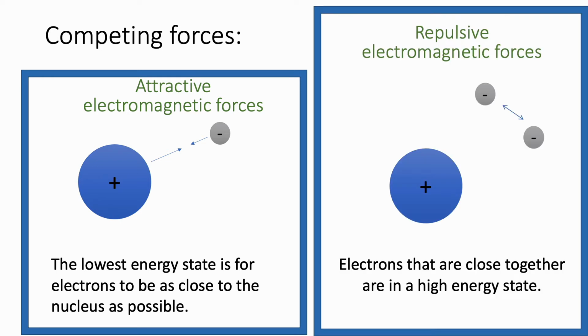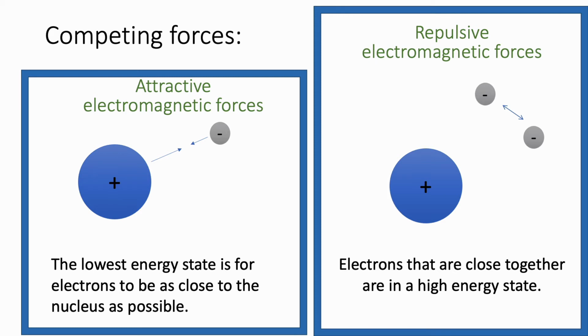However, if you have an atom with more than one electron, and so you have many electrons in close to the nucleus, the electrons will be close to each other. And because they're close to each other and they both have negative charges, they're going to experience repulsive electromagnetic forces that are going to push them away from the nucleus. If you want to keep two electrons close to each other, because they naturally repel, you'll actually have to apply force to keep them close together. And so electrons that are close together are in a very high energy state.